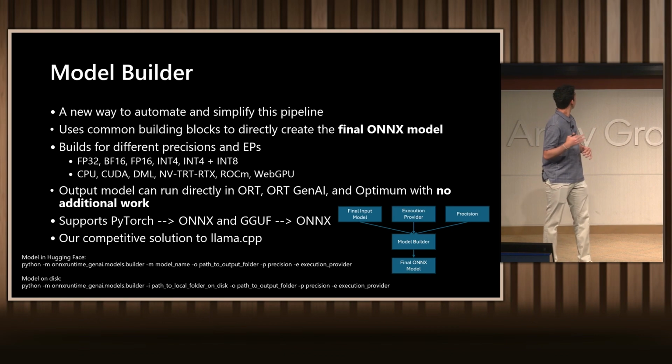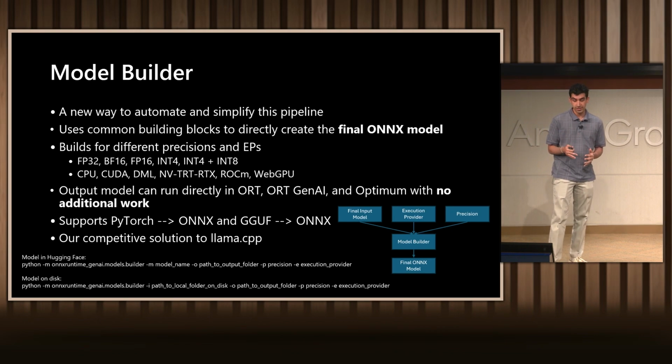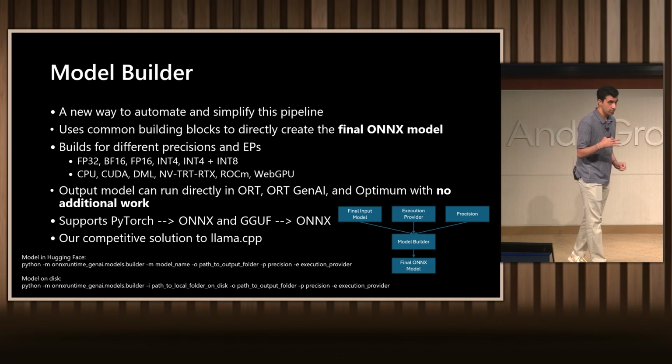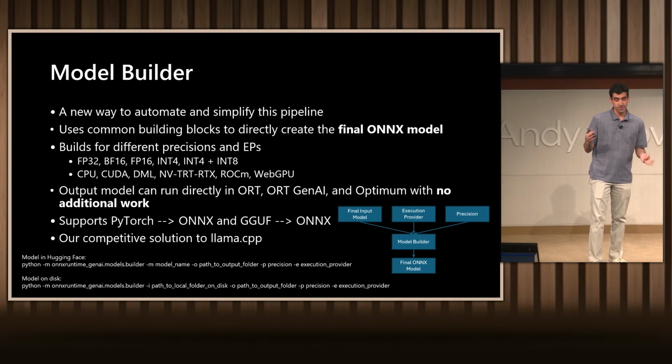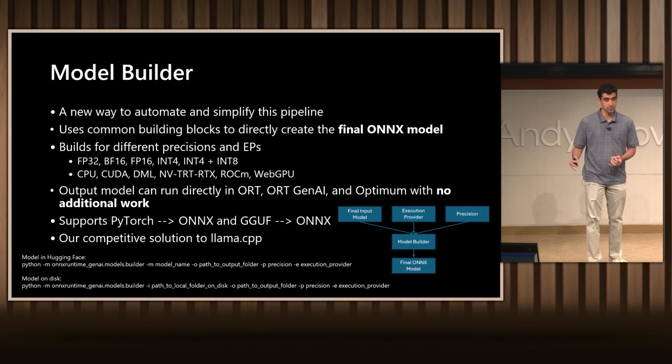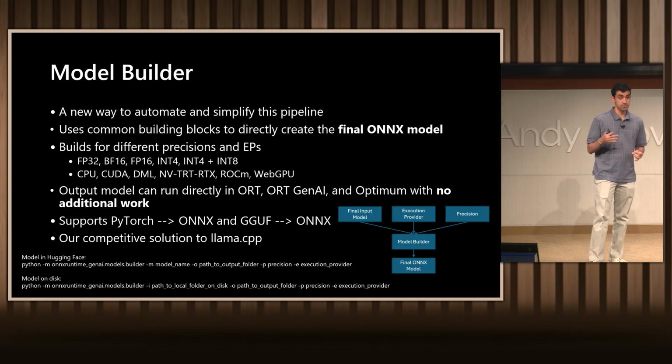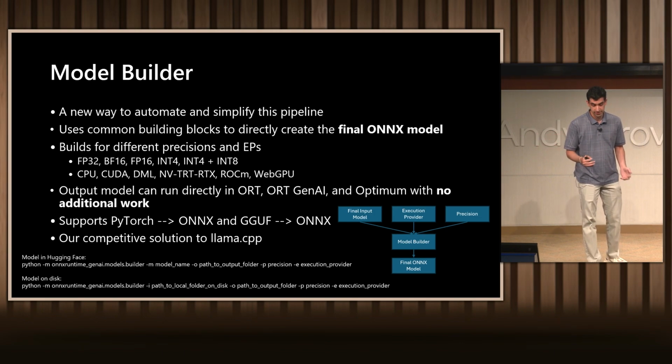The final output ONNX model from the model builder can run directly in ORT, ONNX Runtime, ORT GenAI, ONNX Runtime GenAI, and Hugging Face's Optimum with no additional work. What that means is, if you want, you can pass in your final input model, your execution provider that you want to run on, and the target precision you're looking for. Once you feed that information to the model builder, you'll get your final output ONNX model, and that ONNX model will be performant enough to run directly on any one of those products. You can choose to do any further post-processing if you want, but the final output ONNX model should be pretty much performant on a wide variety of EPs.